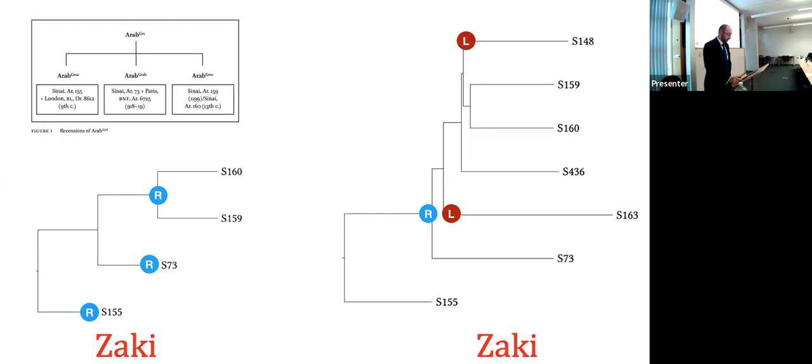Now Sino-Arabic 773 derives from this recension, but there are a lot of changes. It has its own idiosyncrasies and a lot of editorial process along this particular branch, so it's not necessarily representative of this particular recension.